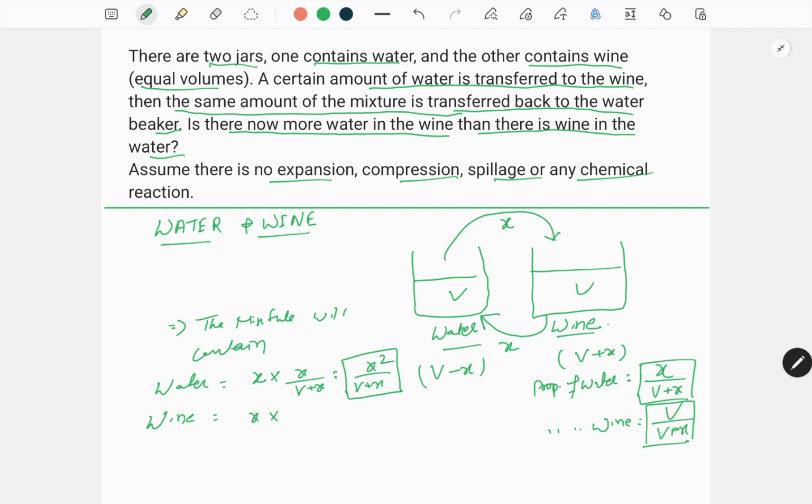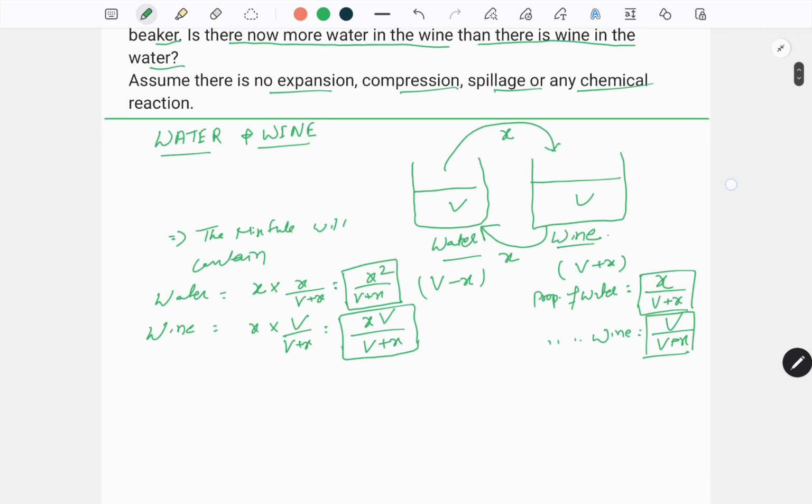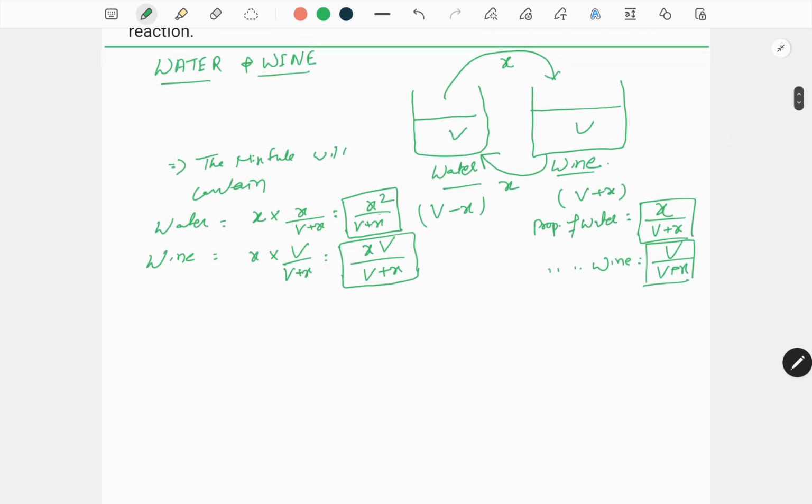Similarly, we have wine. What is the proportion of wine in the wine bucket? We have V by V plus X. So we have X into V by V plus X, the amount of wine in the mixture that we are transferring. Now after this mixture is transferred, in the water bucket we have the transferred volume of wine, X V by V plus X.